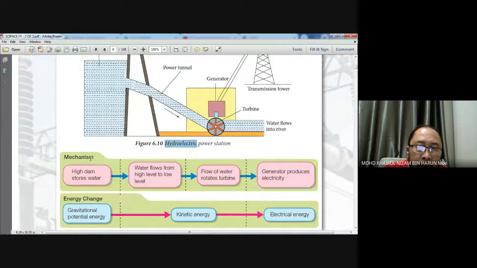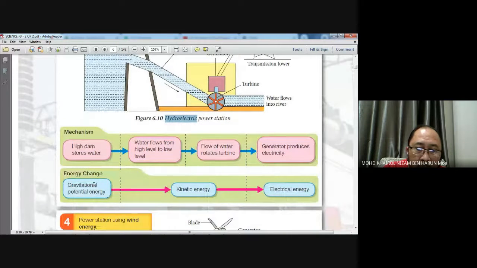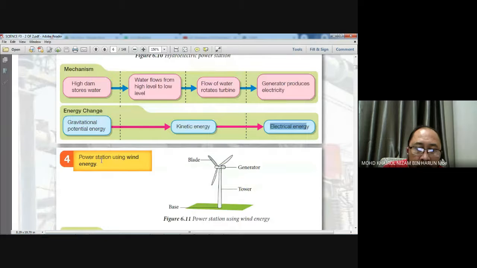So the mechanism given here: a high dam stores water. This water flows from high level to low level, and then the flow of water rotates the turbine, and the generator produces electricity. The energy changes here are gravitational potential energy to kinetic energy, and then to electrical energy.